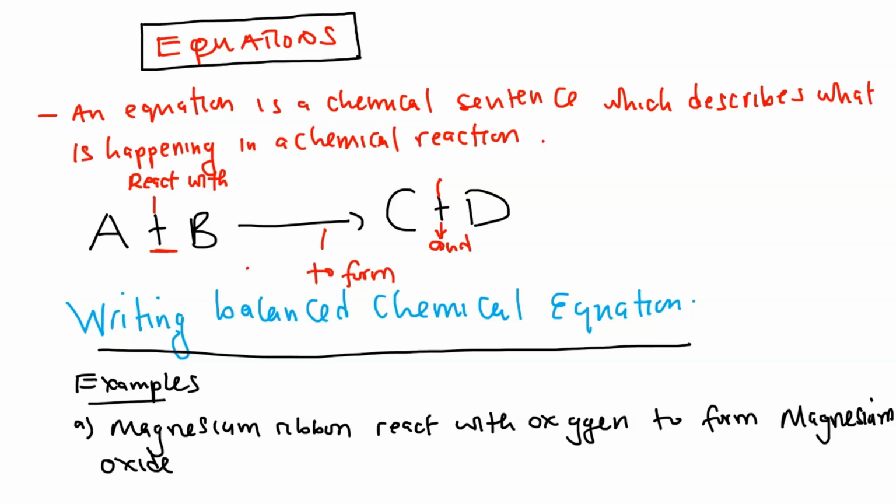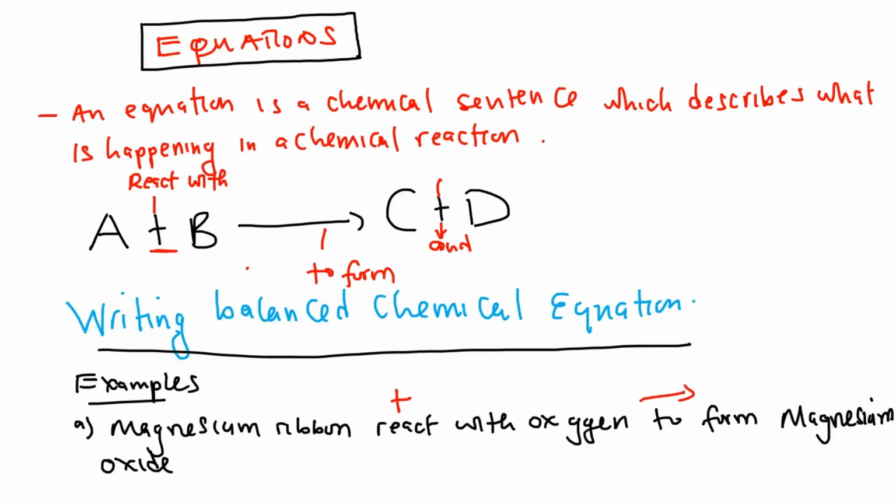So A reacts with B in general to form C and D. Let us get into the example. The first example that we are looking at is magnesium ribbon reacts with oxygen to form magnesium oxide. So "react with" here, you know that is plus, then "to form", you know that is the arrow, and now you have the product.